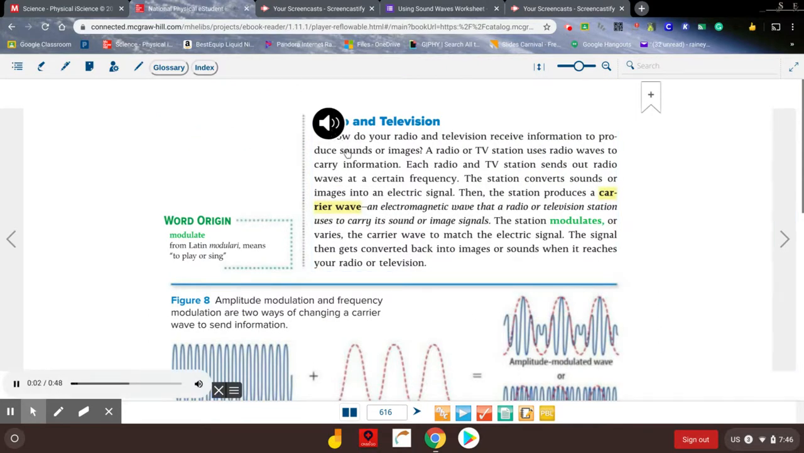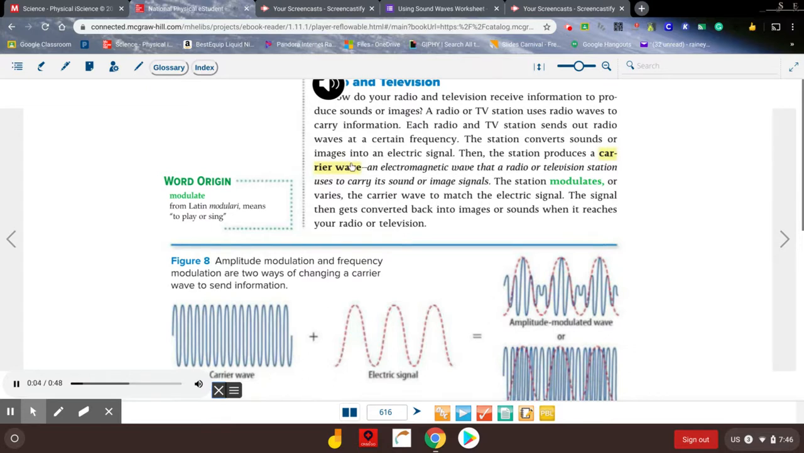Radio and television. How do your radio and television receive information to produce sounds or images? A radio or TV station uses radio waves to carry information. Each radio and TV station sends out radio waves at a certain frequency. The station converts sounds or images into an electric signal.